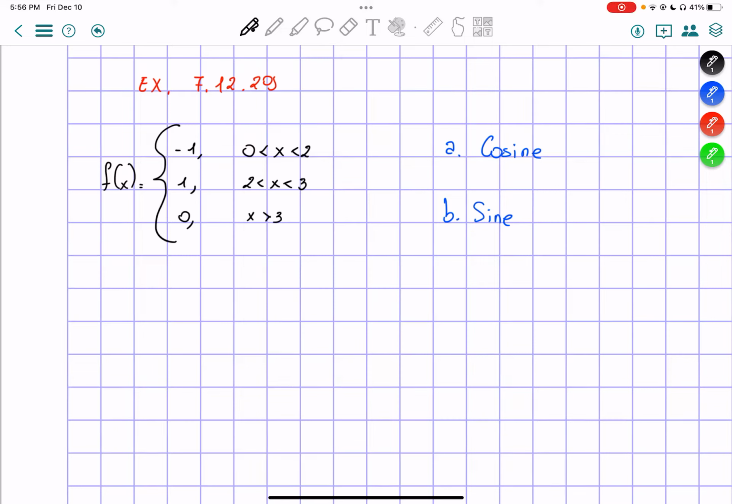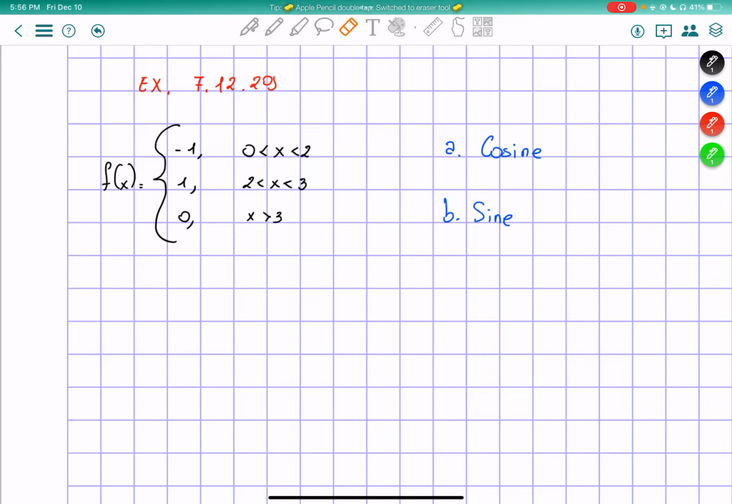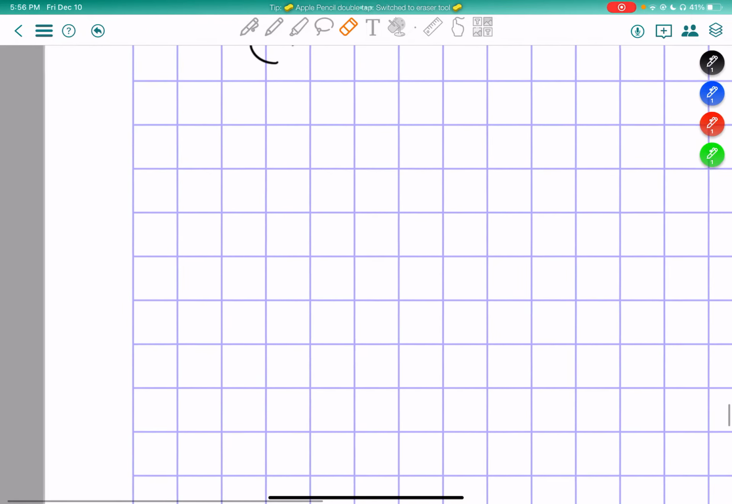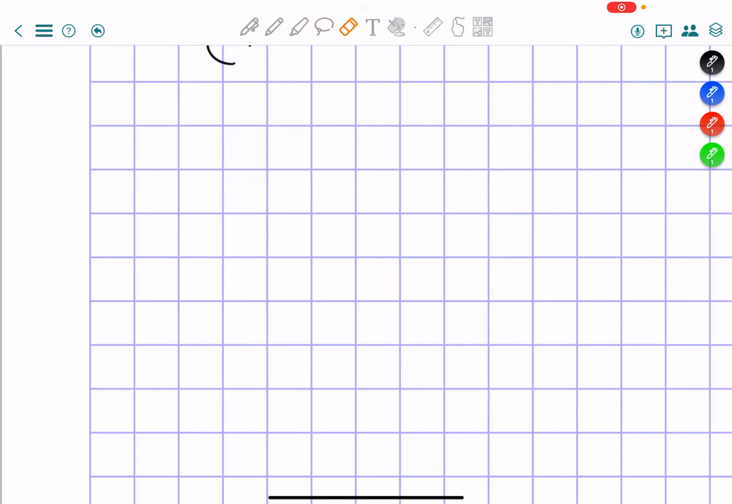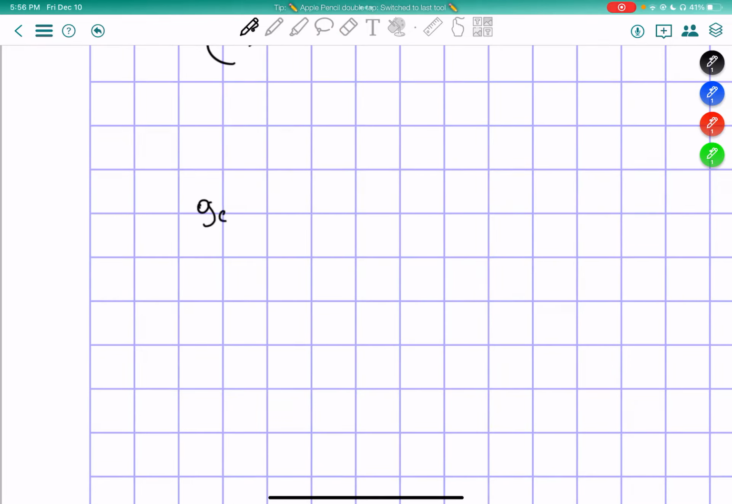For exercise number 29, chapter 7, section 12, we are given this piecewise function and we're supposed to solve it in two different ways, with the cosine and with the sine. So what are we going to do? Well, first of all, we want to use equation 12.15 and start from G_c of alpha in this case.